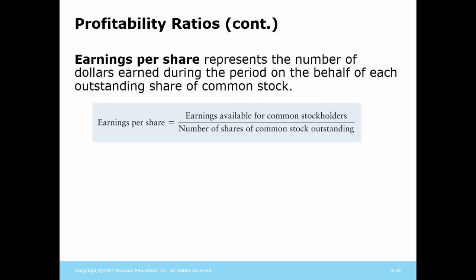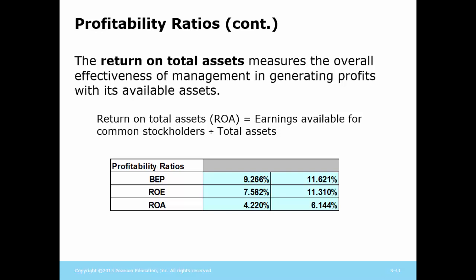Earnings per share, a number that I'm sure we've all heard of, is the net income available for common shareholders divided by the number of shares of stock that are outstanding. This is an important ratio as we move forward to try to understand the profitability of the company that belongs to the owners themselves. There's a ratio of profitability called return on total assets. It's the earnings available for common shareholders, essentially net income, divided by total assets.